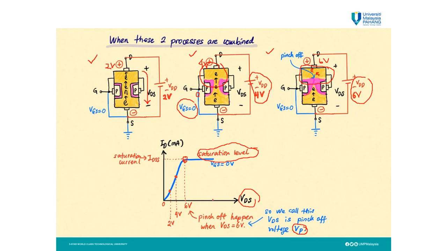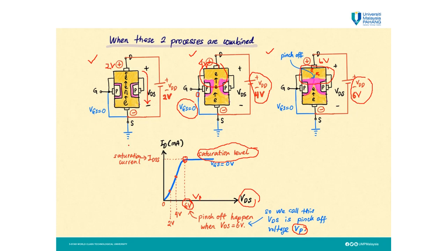I can say that now this VDS is 6 volt and it is equal to VP for this VGS equal to 0. So you will get this graph.